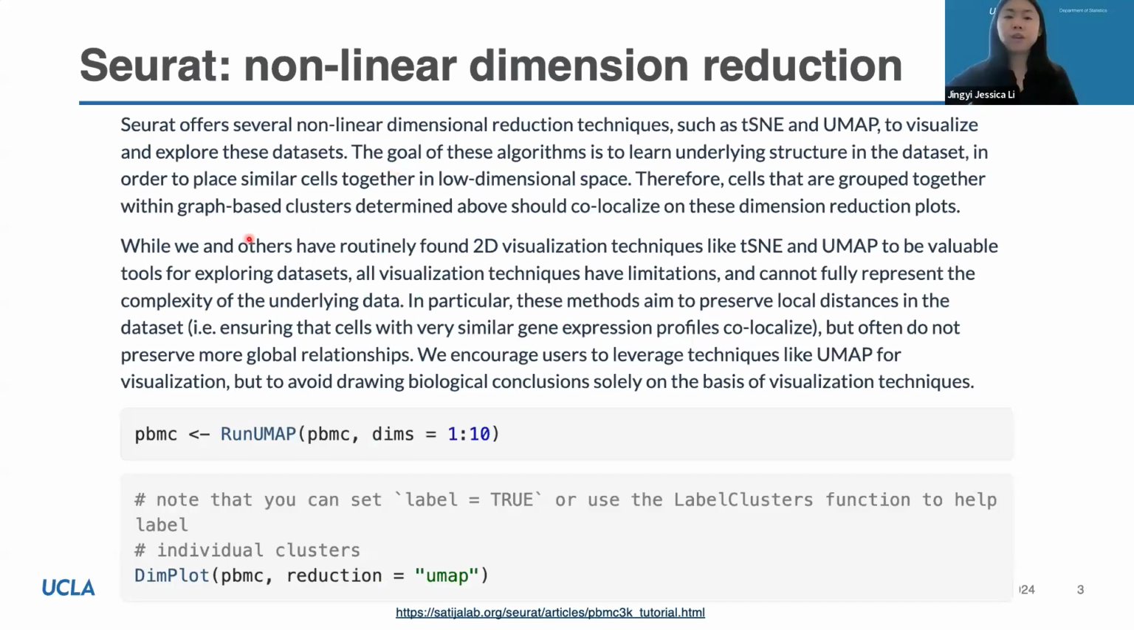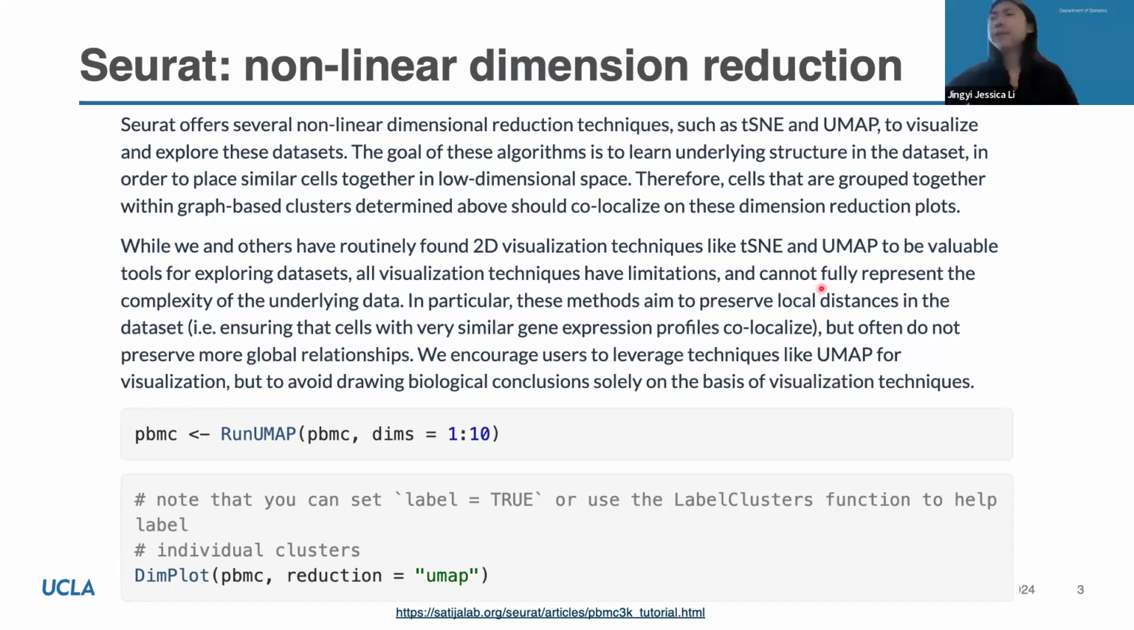While we and others have routinely found 2D visualization techniques like t-SNE and UMAP to be valuable tools for exploring data sets, all visualization techniques have limitations and cannot fully represent the complexity of the underlying data. In particular, these methods aim to preserve local distances in the dataset, ensuring that cells with very similar gene expression profiles co-localize, but often do not preserve more global relationships. We encourage users to leverage techniques like UMAP for visualization, but to avoid drawing biological conclusions solely on the basis of visualization techniques.